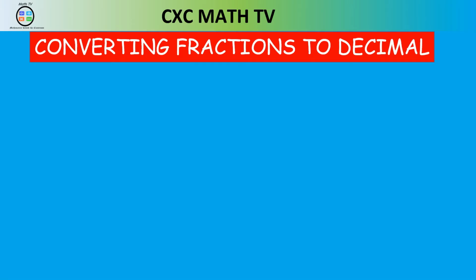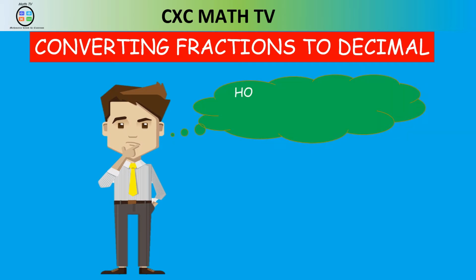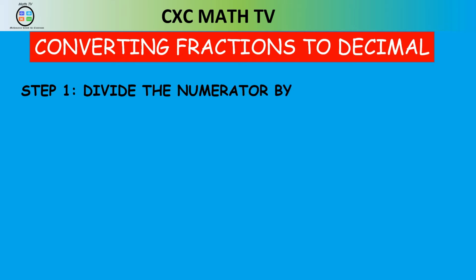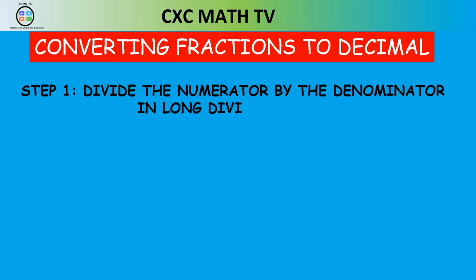Alright, so how do we go about converting fractions to decimal? Well, it's very easy. Let's have a look at the steps. The first step of converting a fraction to decimal is we divide the numerator by the denominator. That is the first step. We divide the numerator by the denominator in long division form. Alright, that's what we do. We divide it in long division form.